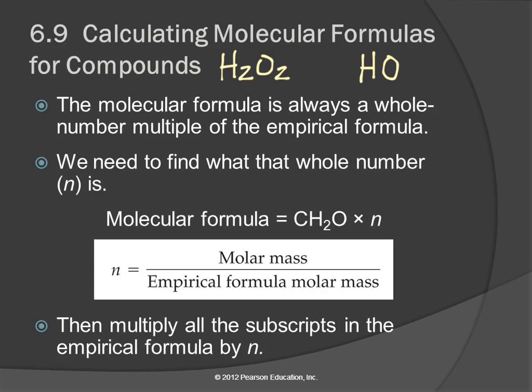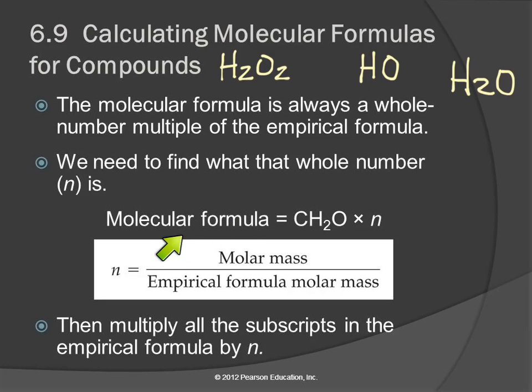Now sometimes, if we have water, a different compound, the molecular formula for water is H2O. The empirical formula for water is the same. It's H2O because it's already in the lowest ratio of 2-to-1. So here the molecular formula is twice as big as the empirical formula. So it's always a whole number multiple. We just need to find out what that number is.